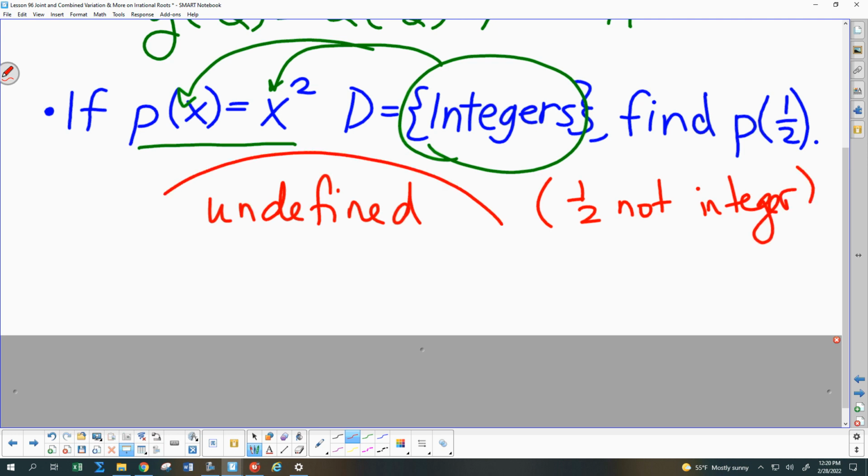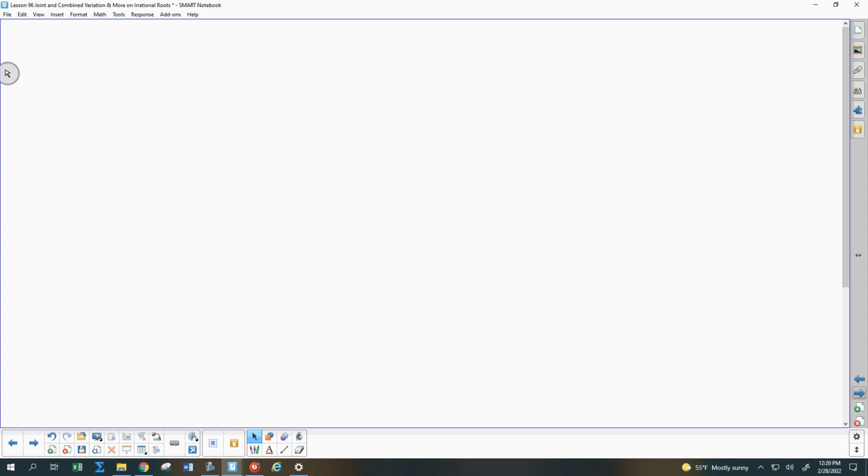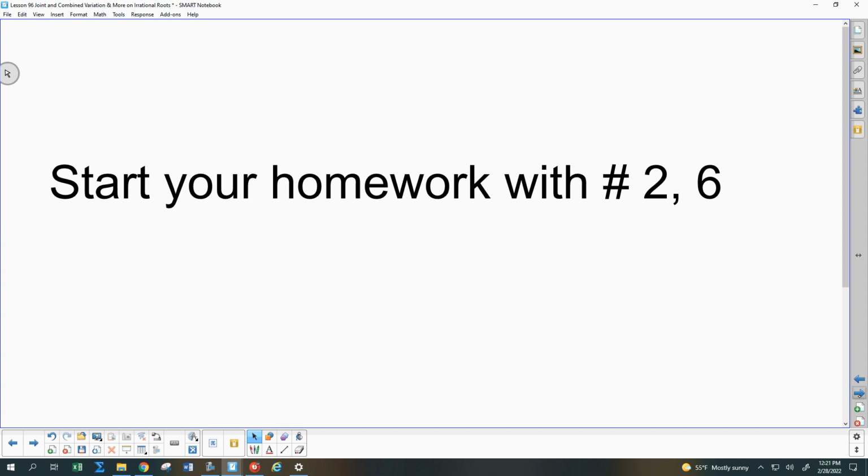And you're going to start seeing a few of these in homework problems. Does that much make sense? Okay, in a moment, I'm going to have you guys work on 2 and 6 for me to stamp.